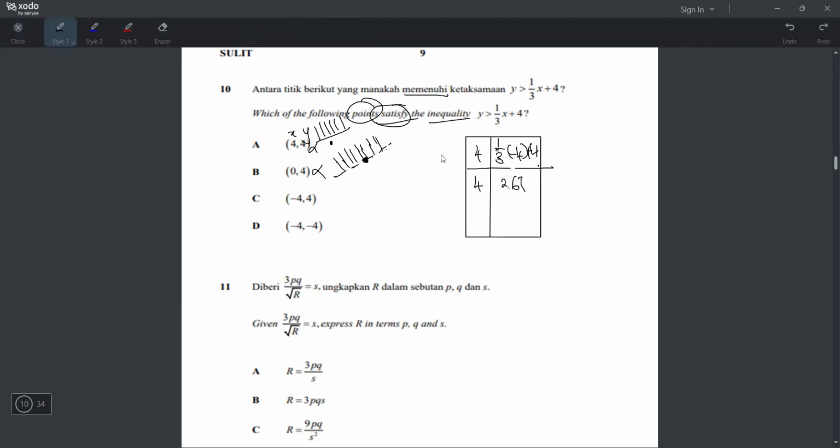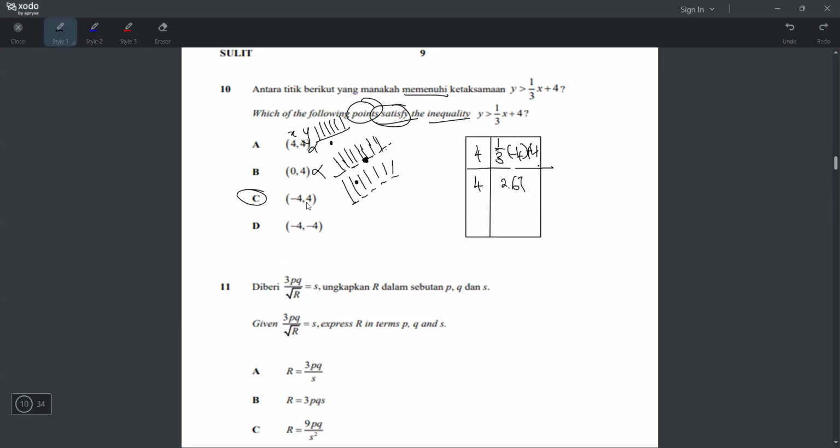Now you tell me, for C, what is the case? This is the dash line. Where do you think this point is? Is it above the line or below the line? I'll tell you, when you substitute inside, your left hand side is bigger than the right side, because 4 is bigger than 2.67. That means it sits above the line and it's within the shaded region. So that means C is the answer.